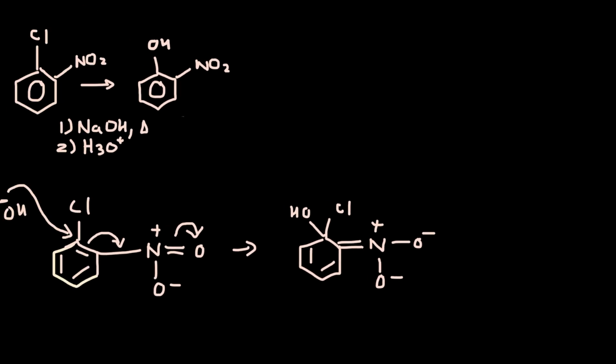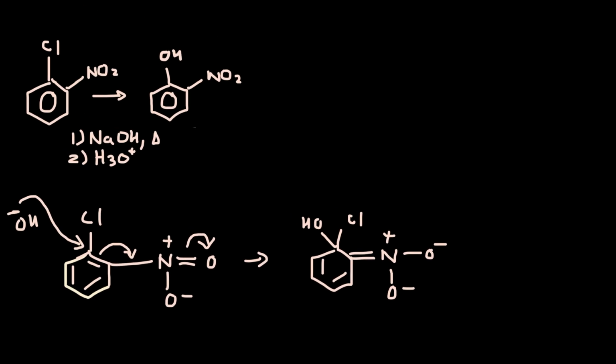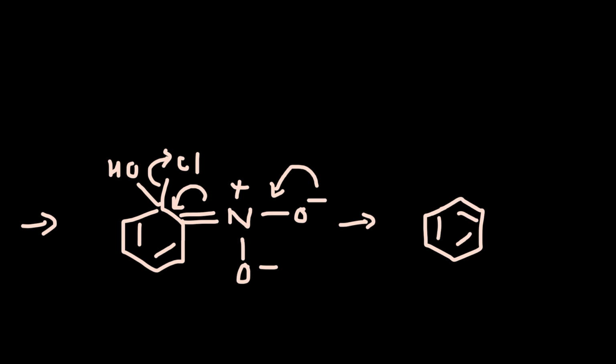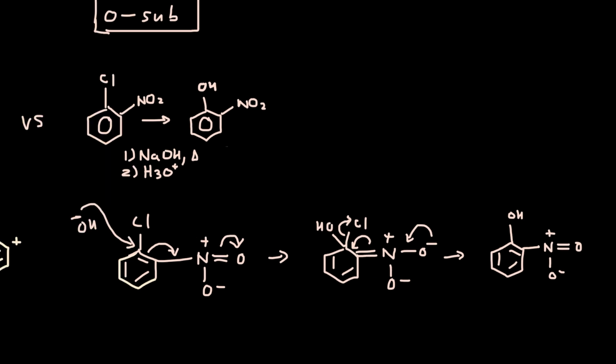So that was our addition. Now we do elimination, and this is our negative charge. We can push it back, so this bond can reform that benzene and thus eliminating the halide. And that will give us our product. This is once again positive, this is once again negative, so now it is neutral.